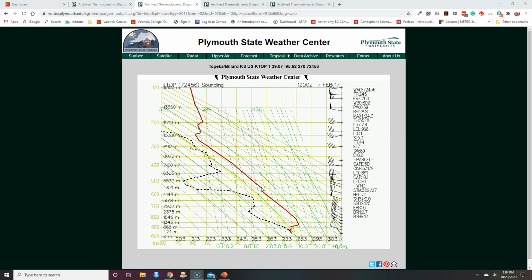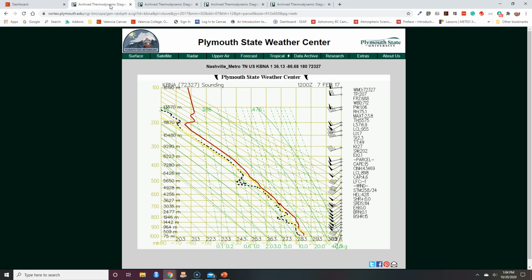So this is the parcel line, this is the environmental lapse rate line. And whenever you start looking at this, you say this parcel is to the left. That's a dead indication of stability. And so nothing is going to happen in Topeka, Kansas.